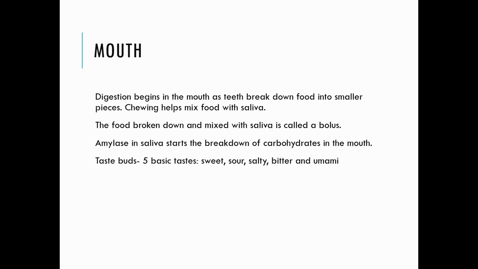So you eat an apple. Digestion begins in the mouth. Your teeth break food down. Chewing helps you mix it with saliva and break things down into smaller pieces. Then you have food broken down and mixed with saliva, called a bolus. Now you're swallowing that bolus. You have amylase that starts the breakdown of carbohydrates in the mouth a little bit, but not a ton of digestion happens in the mouth.